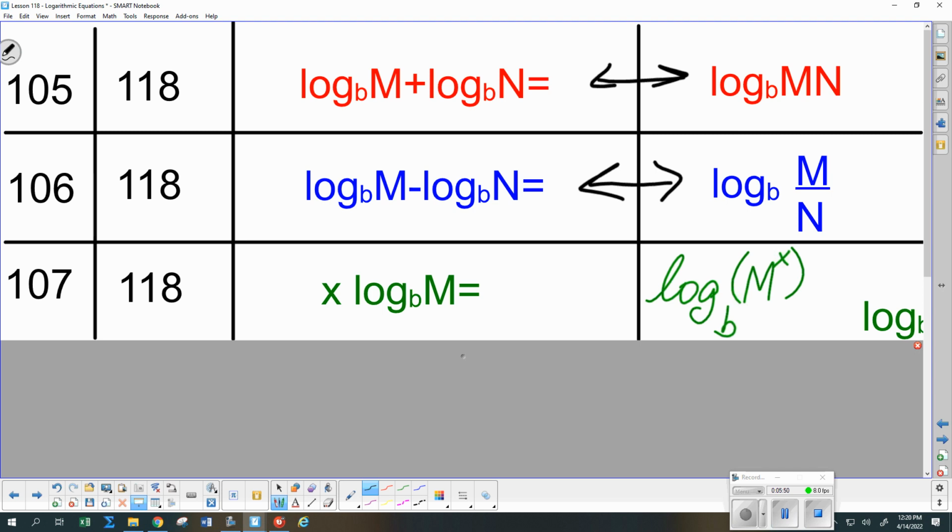Or if I start off with the log base b of some kind of a quotient, I can take the log of the numerator minus the log of the denominator when I expand that out. This one, I can take the x and bring it in as an exponent on the m, or I can start with log base b of some argument that's raised to a power, and in that case, I can bring the exponent out in front. So it looks like we're pretty close to having those all written down. We're almost ready to do some examples.